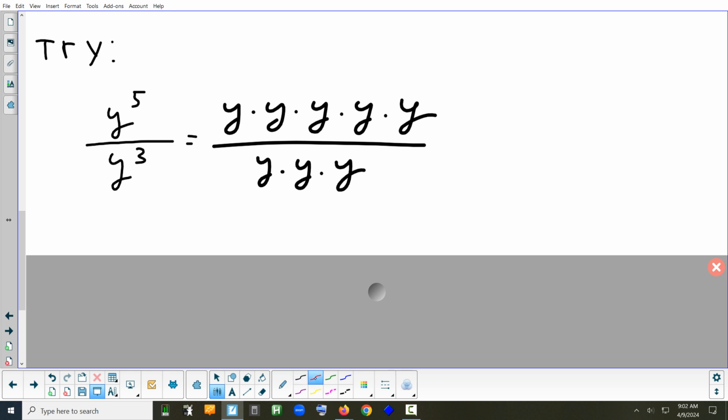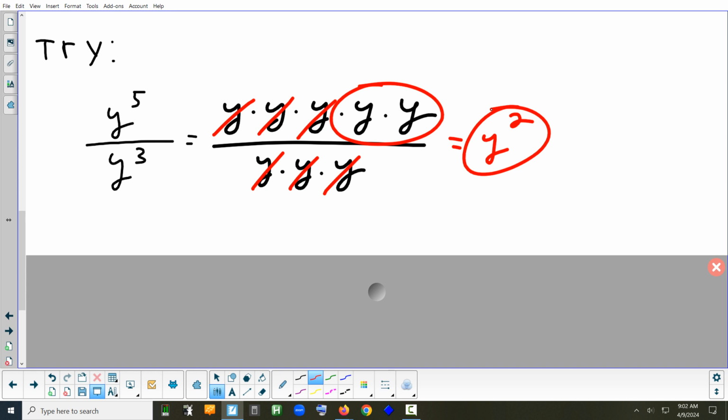And now we look, is there anything in the top and the bottom that can cancel out? How many y's do the top and the bottom have in common? 3, right? We can cancel 1, 2, 3 from the top, 1, 2, 3 from the bottom. You can't cancel any more than that. That's everything that was in the bottom. And all you're left with in the top is y times y, which is what? y to the second power, or y squared.